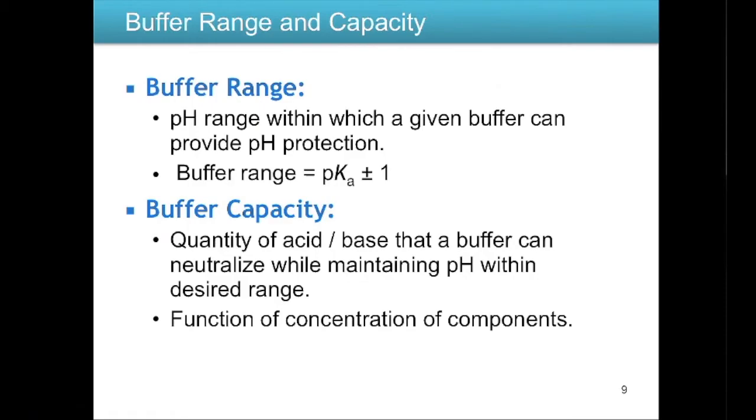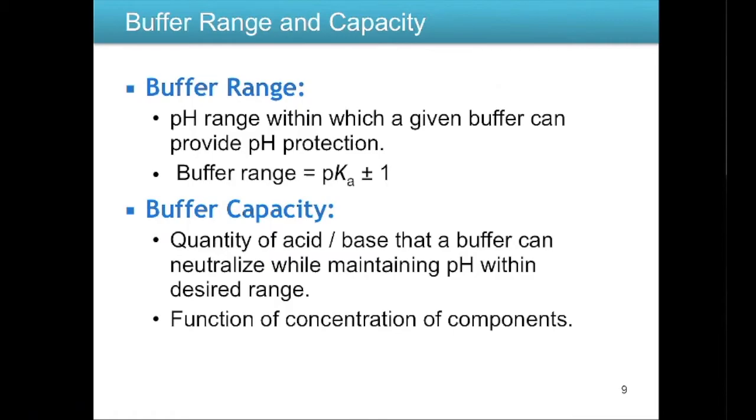The more weak acid and base that is in the buffer solution, the more strong acid and strong base it can deal with, right? There's more moles of weak acid, more moles of weak base, so it can handle the addition of more moles of strong acid or more moles of strong base. So buffers that have the greatest buffering capacity will have both high concentrations of weak acid and base, and they will be within the range of plus or minus 1 from the pKa.